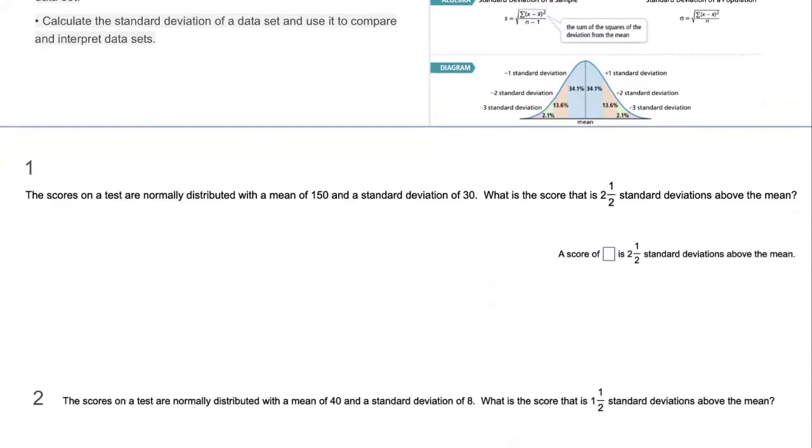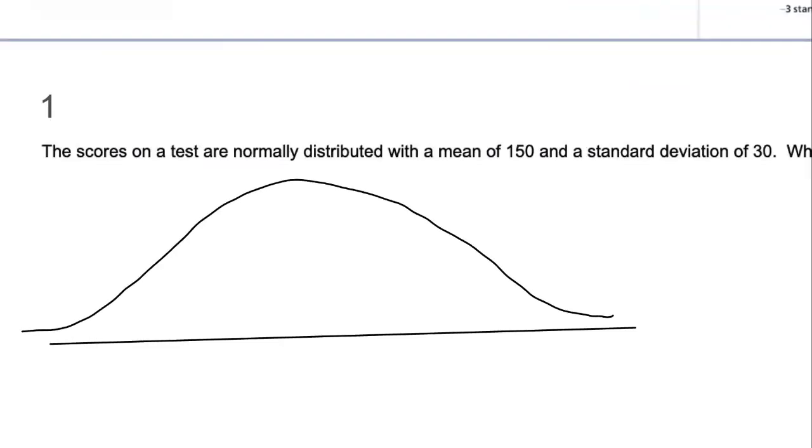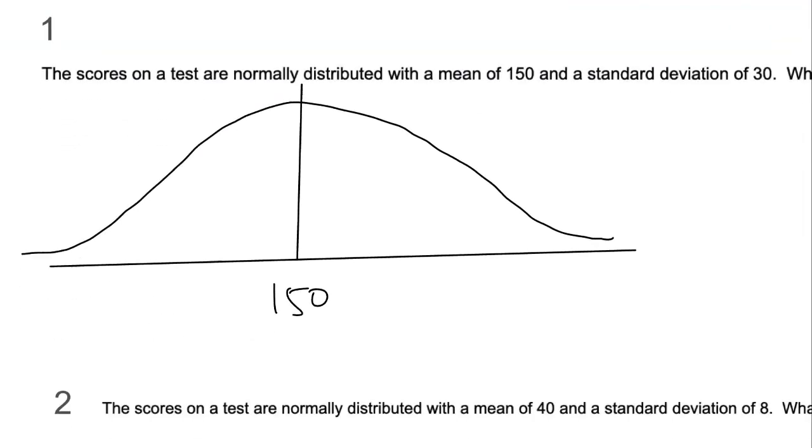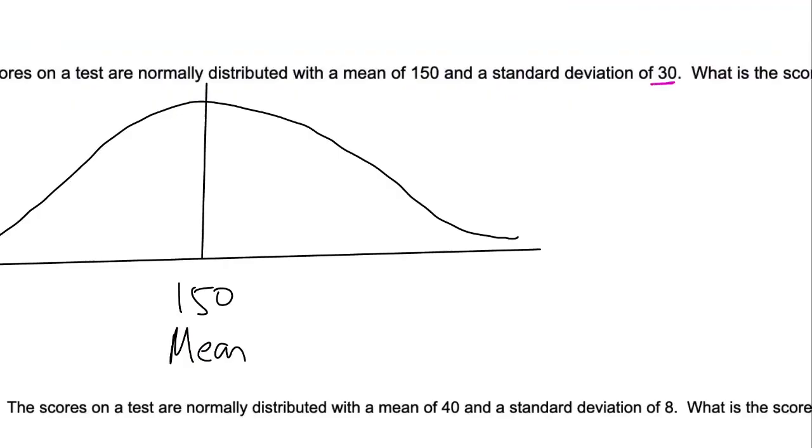So for number 1, test scores are normally distributed with a mean of 150 and a standard deviation of 30. What is the score that is 2.5 standard deviations above the mean? Anytime you have a question regarding standard deviation, the first thing you want to do is just draw the bell curve. The middle of the bell curve is your mean. Now the next step is to find the standard deviation on the left and standard deviation on the right. It says your standard deviation is 30, so that means your value of 30.